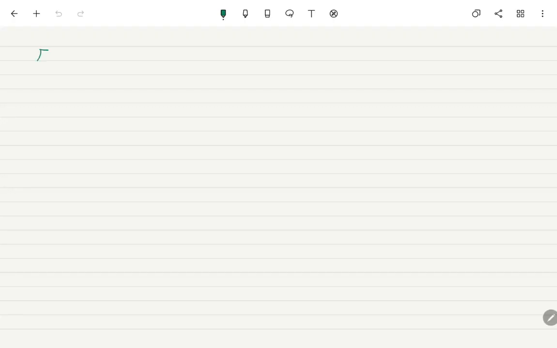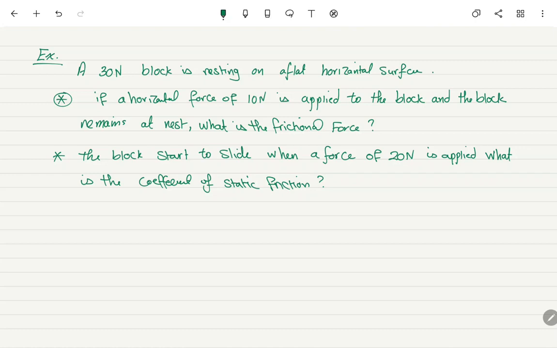Example: a 30 newton block is resting on a flat horizontal surface. If a horizontal force of 10 newtons is applied to the block and the block remains at rest, what is the frictional force? Another case, the block starts to slide when a force of 20 newtons is applied. What is the coefficient of static friction?